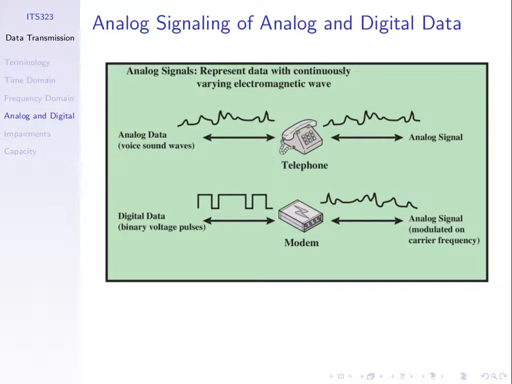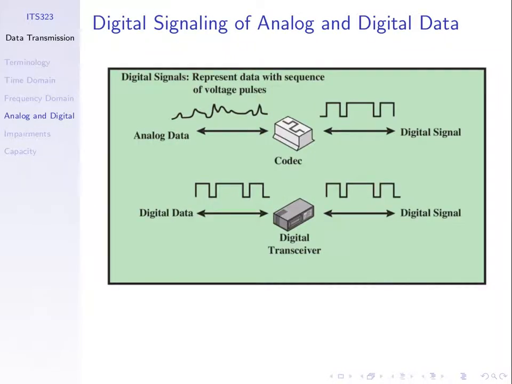Remember shift keying: amplitude shift keying, frequency shift keying, and phase shift keying, where we change the amplitude, frequency, or phase of our analog signal to represent the digital data, the zeros and ones. So we've covered that technique. Analog data is analog signals: AM, FM, and sometimes PM, phase modulation.